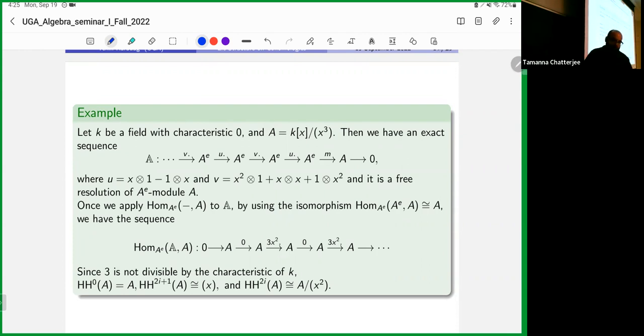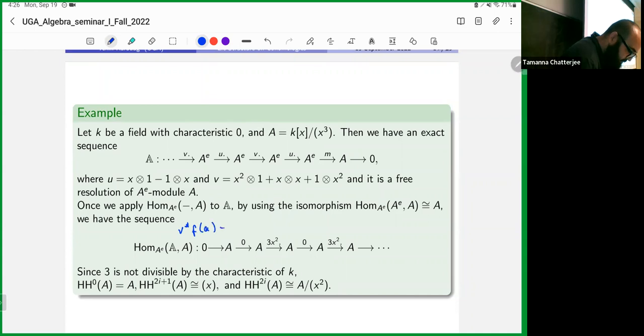And how do we find the maps? Actually, I can just show one of them. So, for example, v star. This is how we define v star, right? So this is f of v applied to a, and this is kind of f of 3x squared, and this is 3x squared.